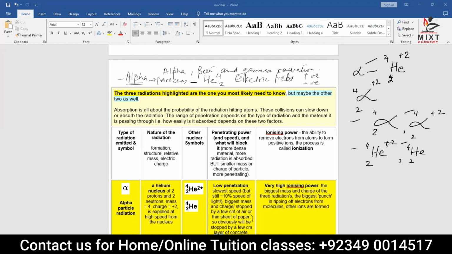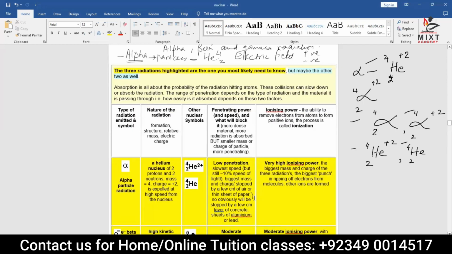Now, third point, alpha particles travel at 1/10 the speed of light. So their speed is also less than the speed of light, just 1/10. Approximately it can be 3 times 10 raised to power 7 meters per second.